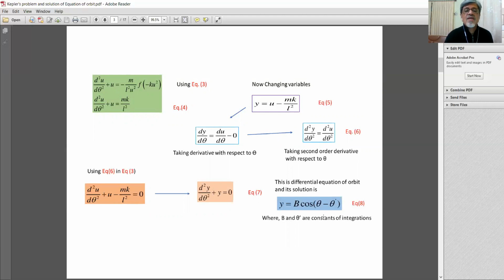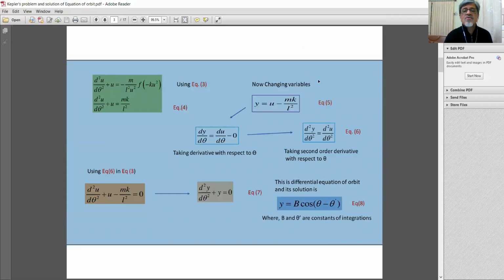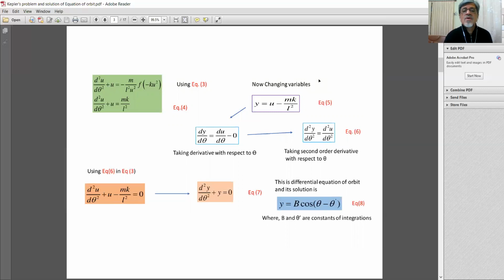Now we want to change the variables. So we assume that y is equal to u minus mk divided by L square. If you take mk by L square to the left hand side, then it is d2u by d theta square plus u minus mk divided by L square equal to 0. So in that case, we can represent it as y, where y is equal to u minus mk divided by L square. Let us call it equation number 5.